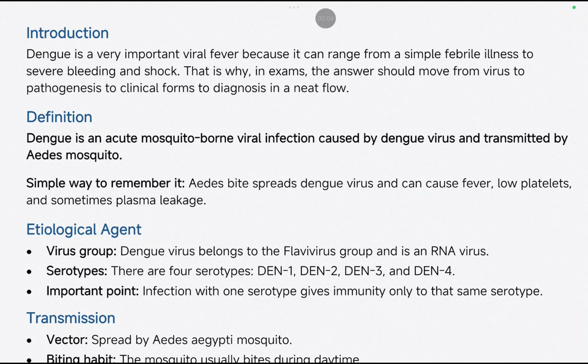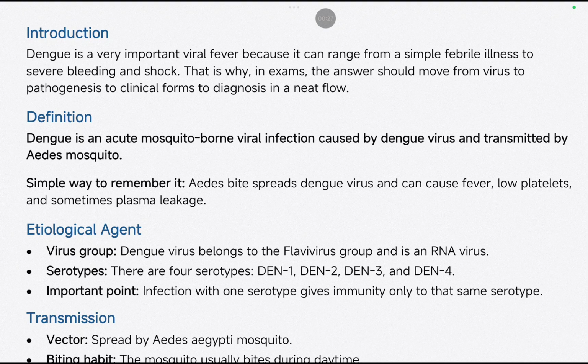Today we are doing Dengue. Dengue is generally asked, very important: etiology, transmission, pathogenesis and classification. So first we'll look at the introduction. See, dengue is an important viral fever because it can range from a simple febrile illness to severe bleeding and shock.